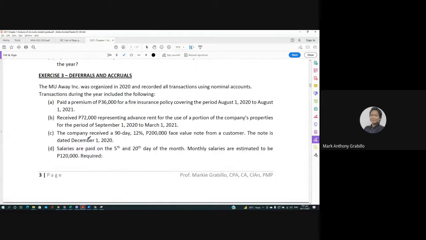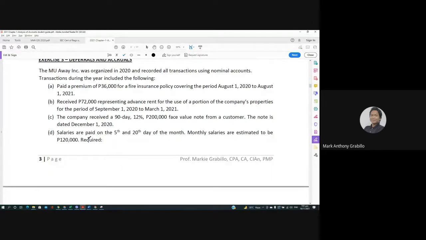MUOA Incorporated was organized in 2020 and recorded all transactions using nominal accounts. Transactions during the year included the following. Letter A, paid a premium of 36,000 pesos for a fire insurance policy covering the period August 1, 2020 to August 1, 2021. Letter B, received 72,000 pesos representing advance rent for the use of a portion of the company's properties for the period of September 1, 2020 to March 1, 2021.